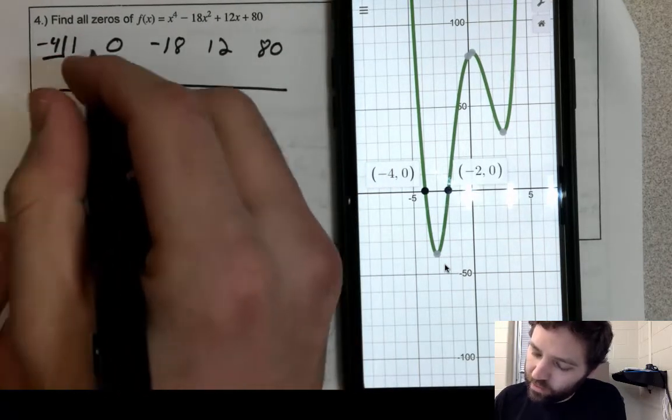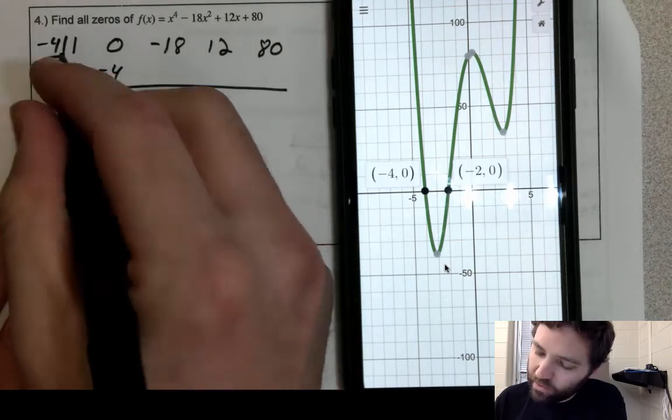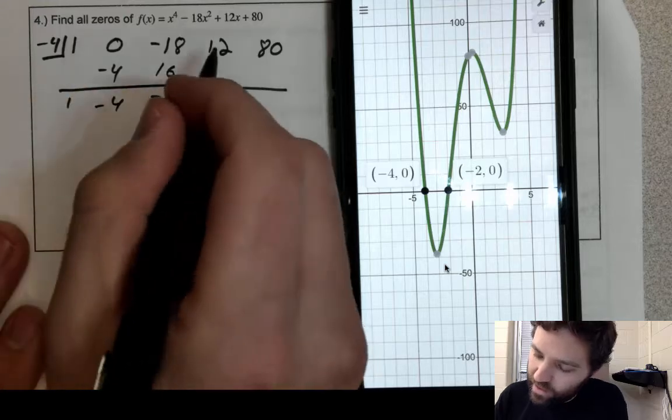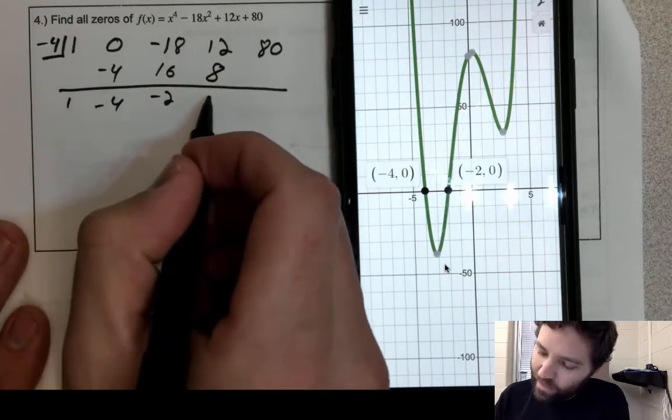Bring down the 1. -4 times 1 is -4. Add them up. -4. -4 times -4 is positive 16. 16 plus -18 is -2. -2 times -4 is 8. Add them up. That's 20.